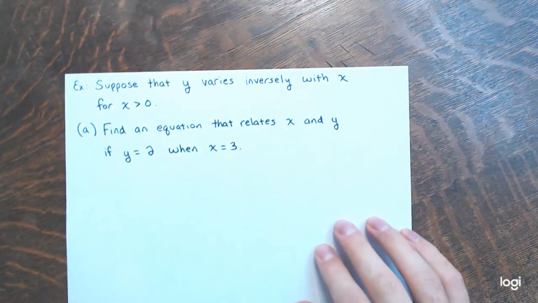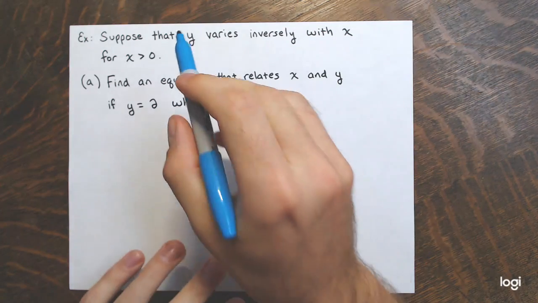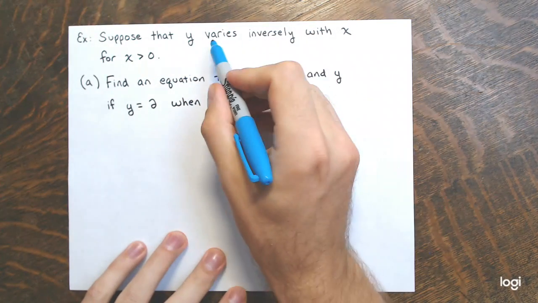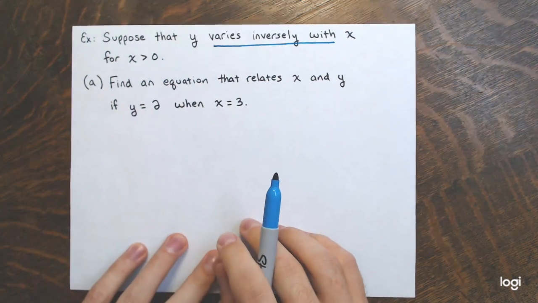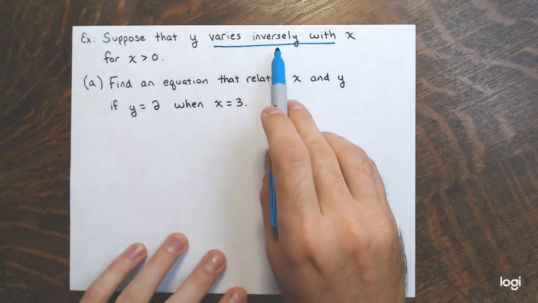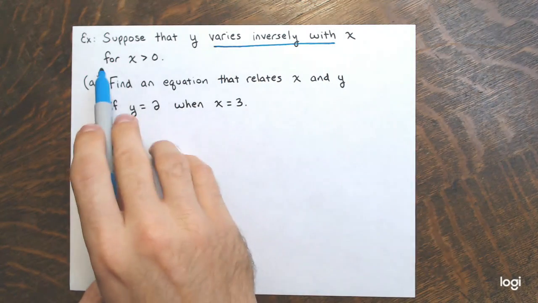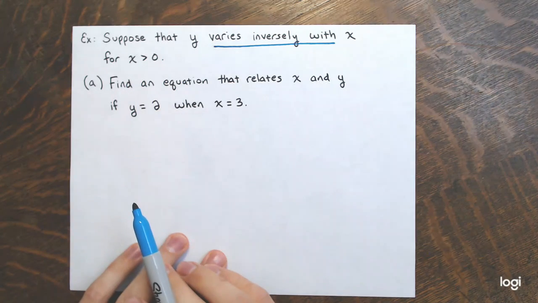So my first example is pretty simple. There are no units involved or anything, just a couple of simple variables. It says, suppose that y, this quantity y, varies inversely with x. I'll talk about what that means on a separate page in a second. Suppose that y varies inversely with x for just positive values of x. x is greater than 0.